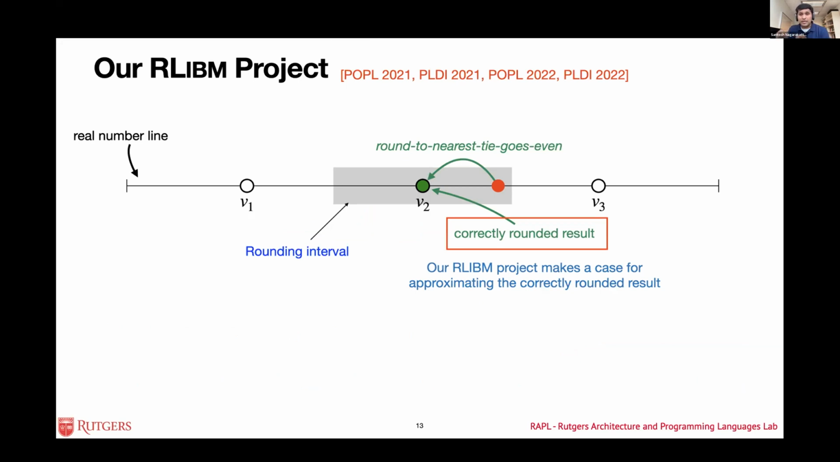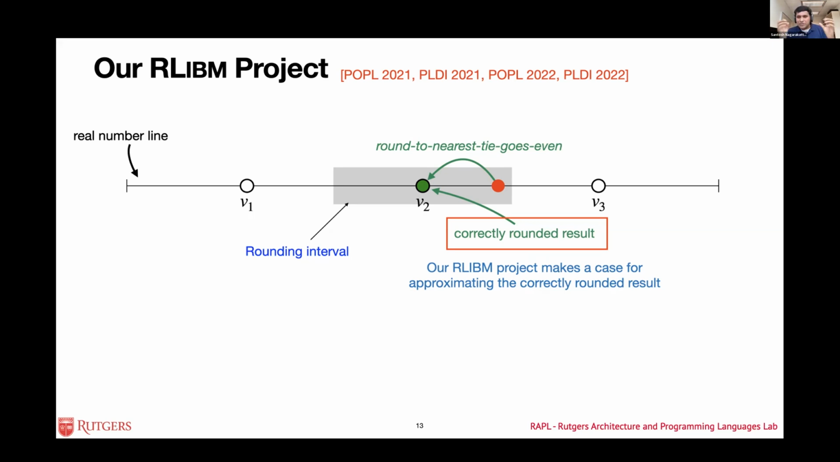Around the correctly rounded result, there are a lot of double values. You produce any value there, and it rounds to the correctly rounded result. That is the freedom that you have for your polynomial approximation, and this freedom is much larger than the minimax freedom that we saw earlier. This is called a rounding interval.